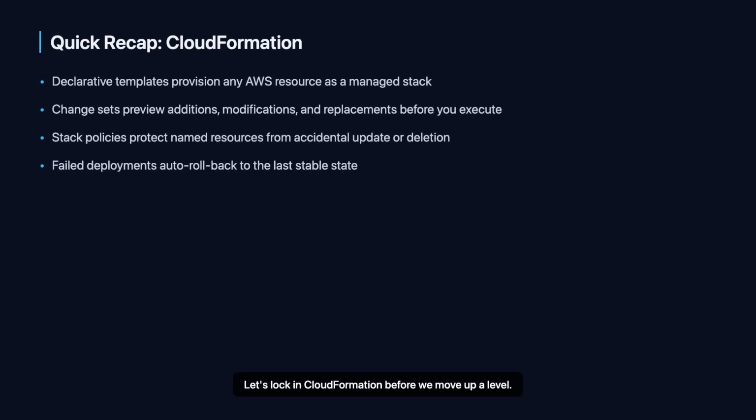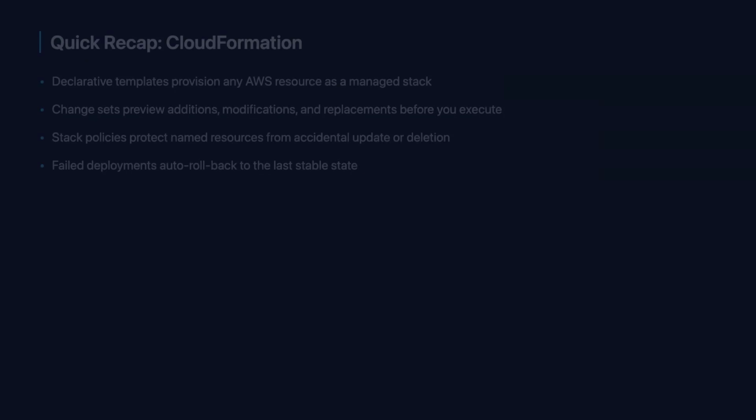Let's lock in CloudFormation before we move up a level. Declarative templates provision any Amazon Web Services resource as a managed stack. Change sets let you preview additions, modifications, and replacements before you execute. Stack policies protect named resources from accidental update or deletion. And if a deployment fails partway through, CloudFormation automatically rolls the whole stack back to the last stable state. Failed deployments clean up after themselves instead of leaving you a mess.